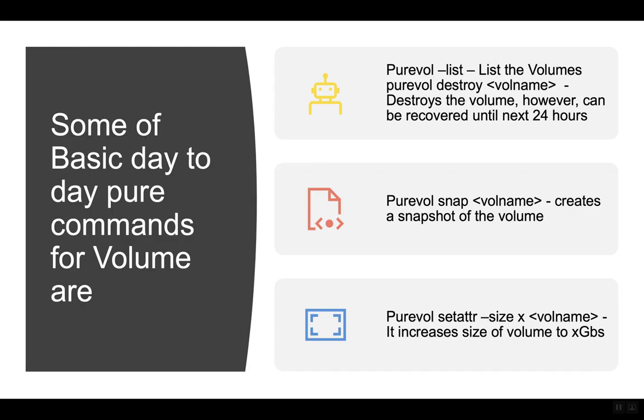Now, some of the basic day-to-day Pure commands are like pure vol list. It will list all the volumes. Then pure vol destroy, which will destroy the volume. However, it will remain in the system for another 24 hours, so it can be recovered if you've accidentally done this. Pure vol snap is going to create a snapshot of the volume you give here. And pure vol setattr with the size you give will increase the volume size to that number of gigabytes.